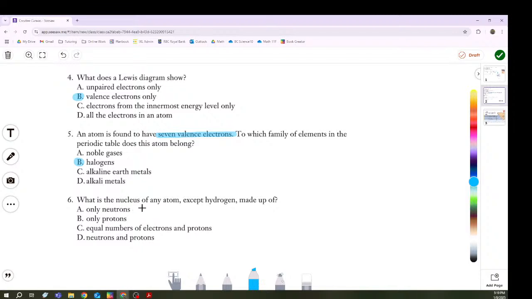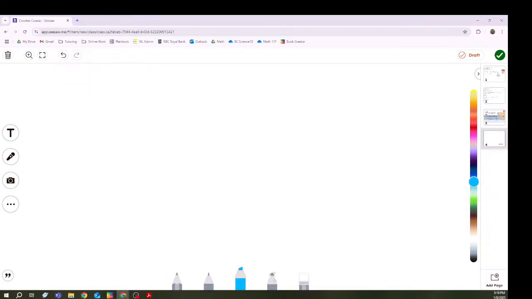All right, what is the nucleus of any atom except hydrogen made up of? What is found inside the nucleus of an atom? You got it. Because it's the electrons that float outside, right? They're in those energy shells. Good. Okay, let's go on to the next section and give you some more.